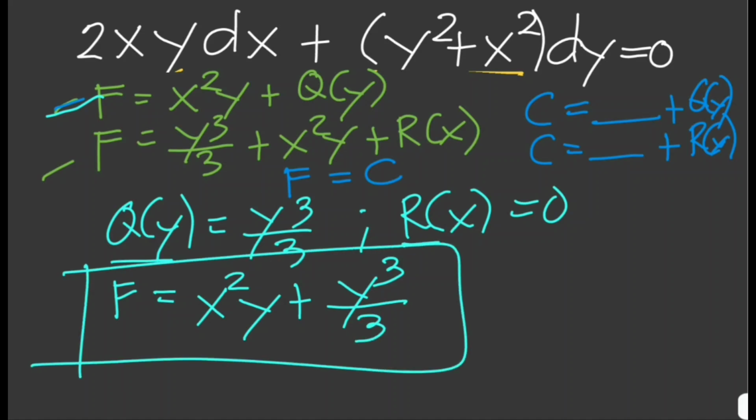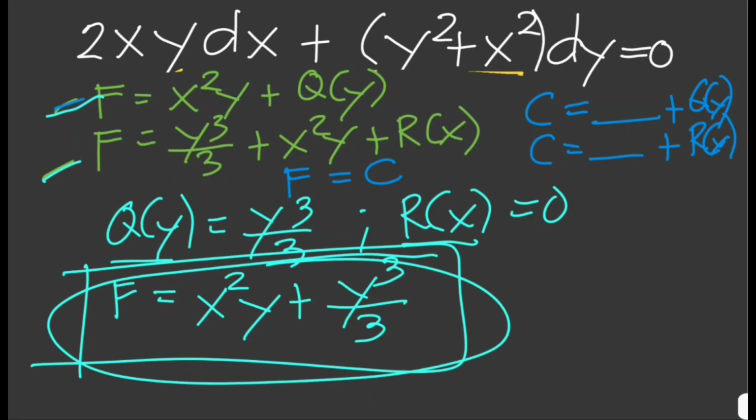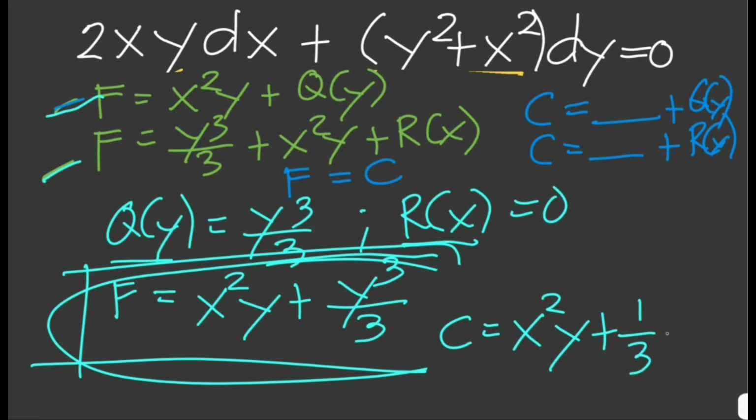Or we can substitute r of x into the second value of f. Then we would still get the same solution. Then our final answer would be c equals x squared y plus 1/3 y cubed. Let me write that down here.